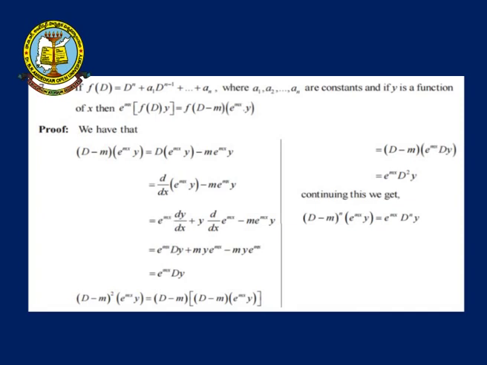Going further, the second time derivative: (D minus m) whole squared on e^(mx) y equals (D minus m)(D minus m) e^(mx) y. Already the first derivative you got is e^(mx) D y. So again we apply the same simplification: the last two terms will be cancelled, which we should observe here, and the first term will be e^(mx) D squared y, that we can get.